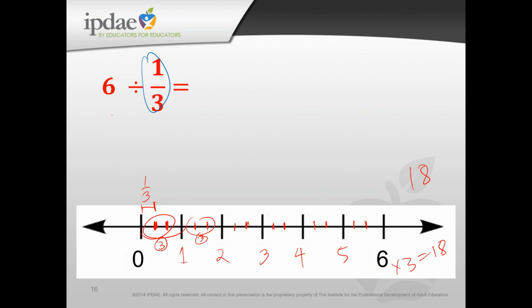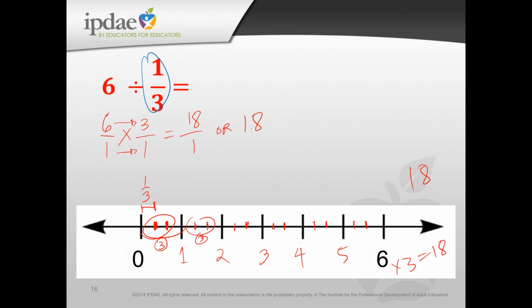Now, if you do the long division way, you're going to do 6 over 1, and then you're going to change the operation to multiplication, and then you're going to flip the second fraction, and you see you multiply across, that's 18 over 1, or 18.